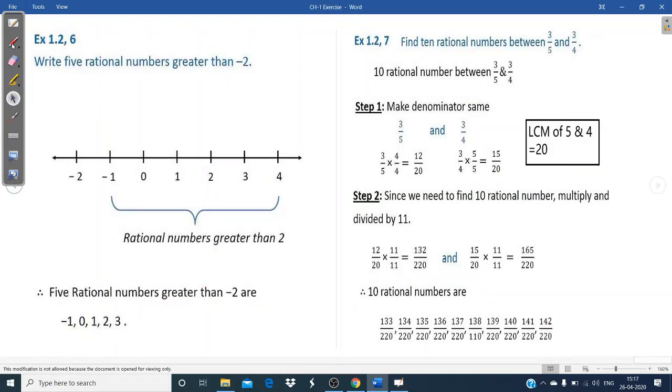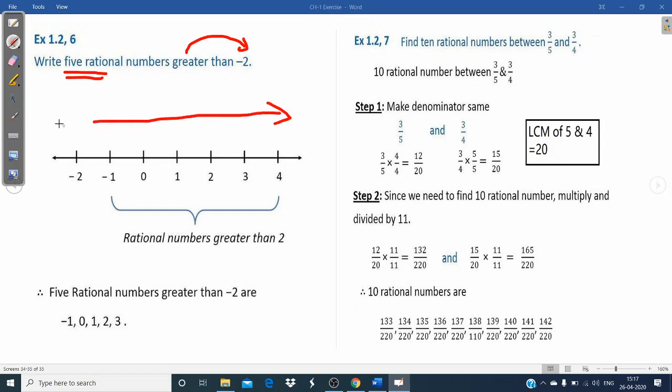Now question number 6, you have to write 5 rational numbers which are greater than minus 2. So more than minus 2. Any 5 rational numbers you have to write. So I've drawn a number line. Now more than minus 2 means you have to move to the right-hand side. So more than minus 2, all these numbers if you see, these are what? More than minus 2. So any 5 rational numbers you can write.